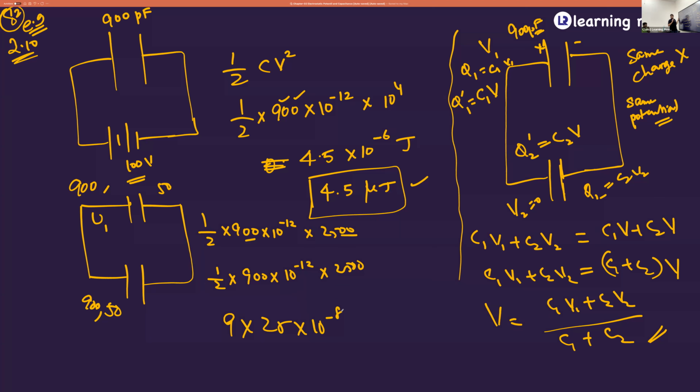9 into 25 is, so how will you do it fast? See, nearest value to 9 is 10. 25 into 9 is 10 minus 1. So 250 minus 25, it is 225. So 225 into 10 power minus 8, that's the answer. Or it is 2.25 into 10 power minus 6. I don't know how the answer is given in the textbook. 2.25 into 10 power minus 6 joule or 2.25 microjoule. So what happens here is the energy exactly becomes half.